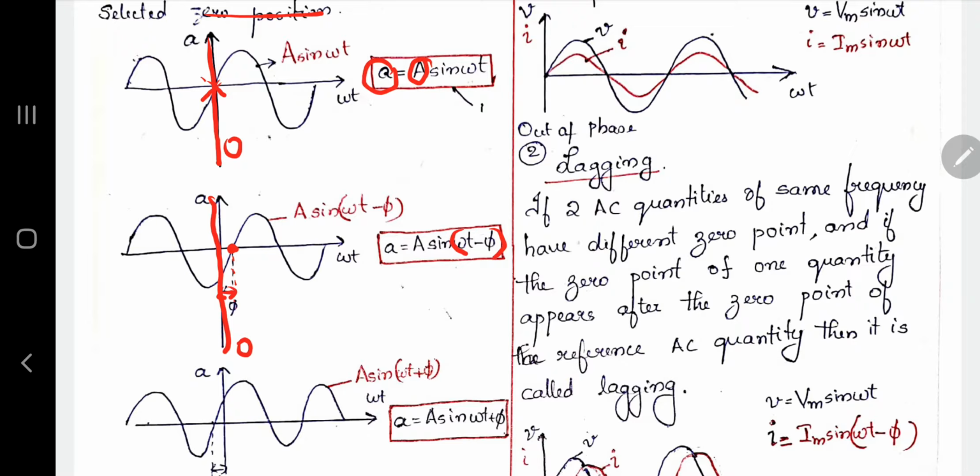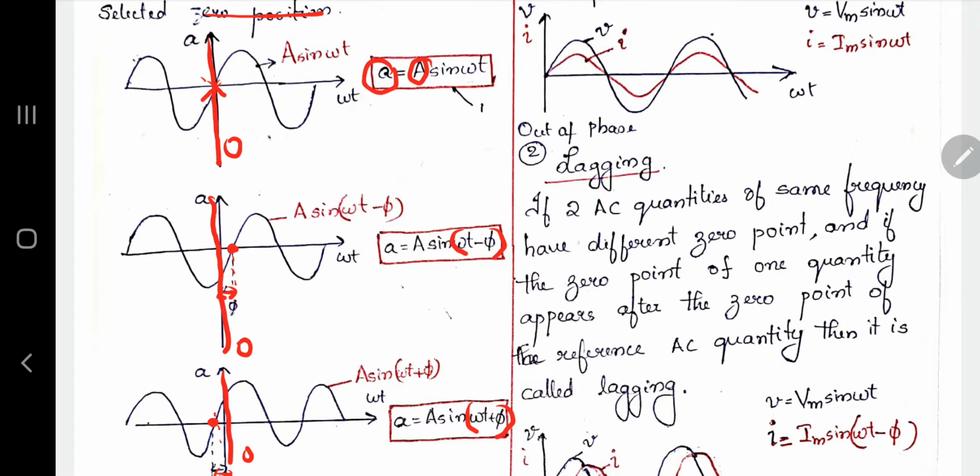Okay, and similarly, let's go to the third one. In the third one, you can see this is the selected zero position, and before that, the AC quantity has started. So it has advanced, it has started before the reference axis itself. Such a waveform can be represented as a equals A sine (omega t plus phi). Here also there is a bracket. So that is regarding the three types of waveforms, and with the help of the reference quantity, how we can represent their equations.